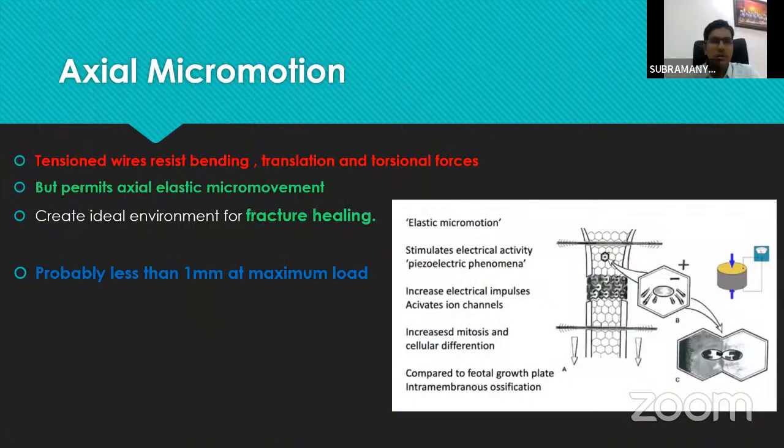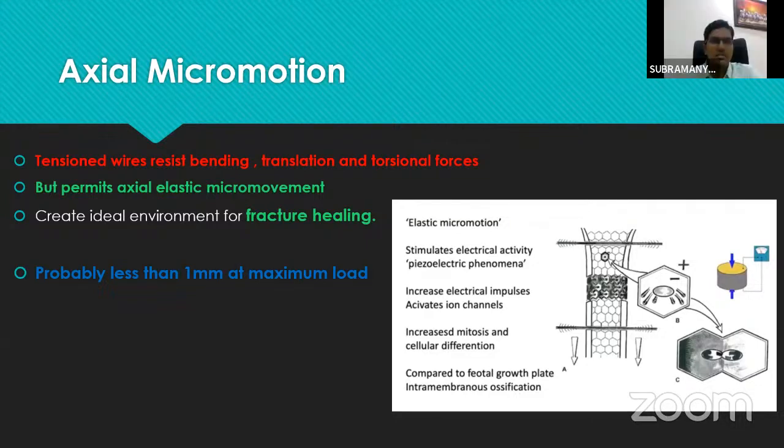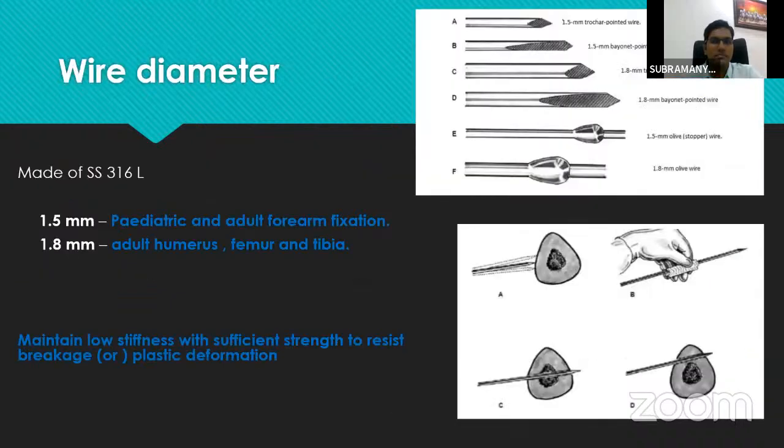So what is axial micromotion? The tensioned wires resist bending, translation, and torsional forces. It allows axial micromotion to happen, which creates an ideal environment for fracture healing. That is why micromotion is very important in Ilizarov to have fracture healing. How much micromotion should happen? It should be less than 1 millimeter on maximum loading.